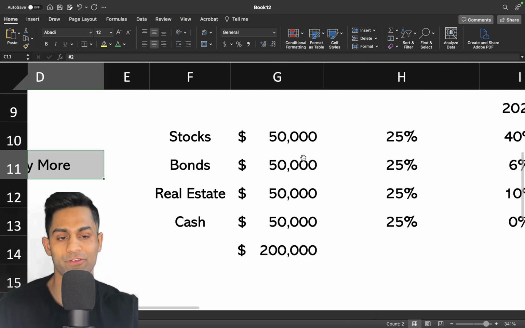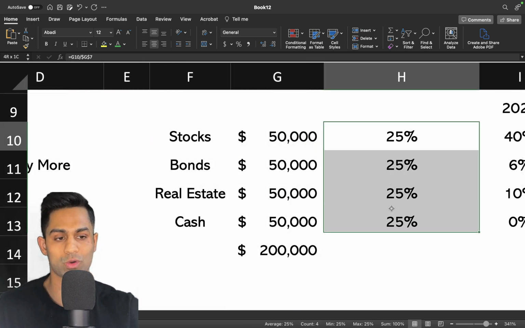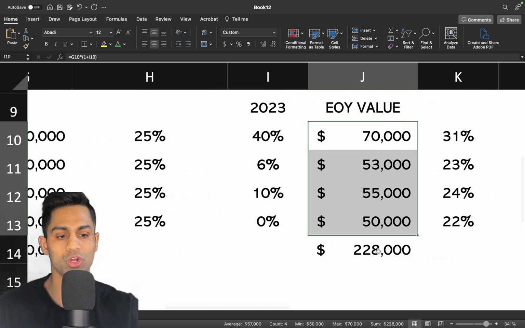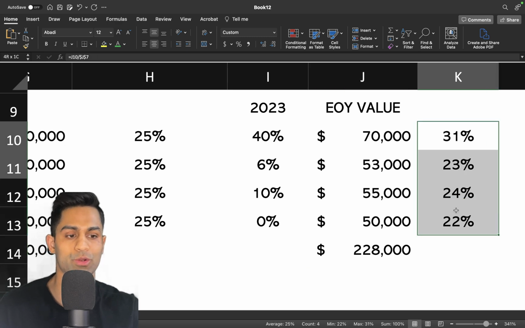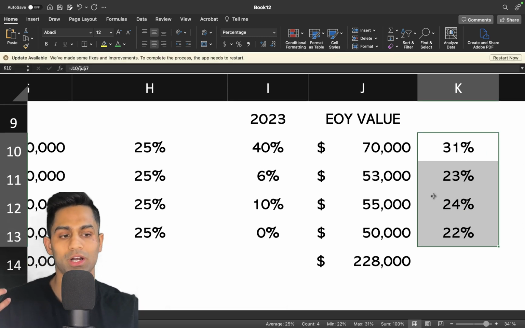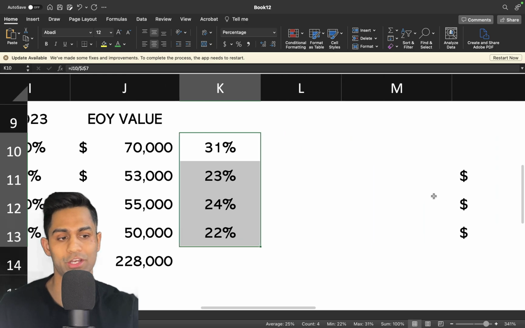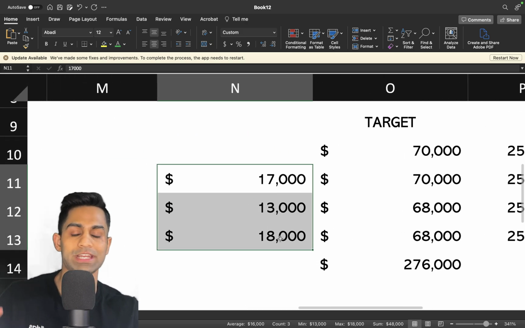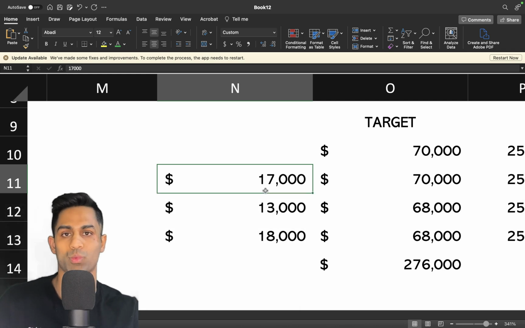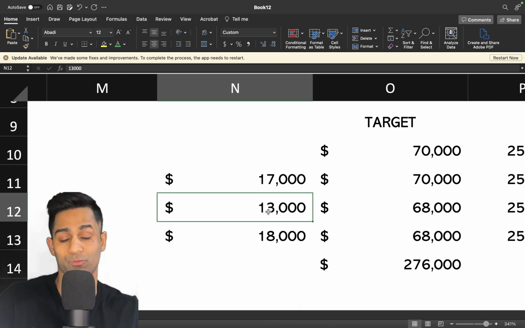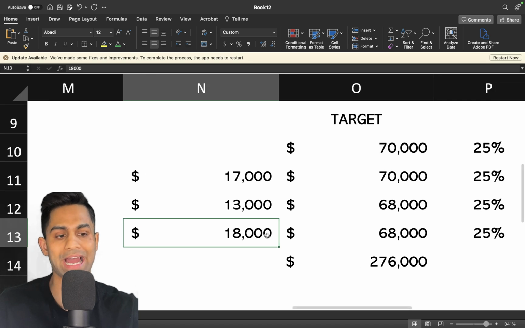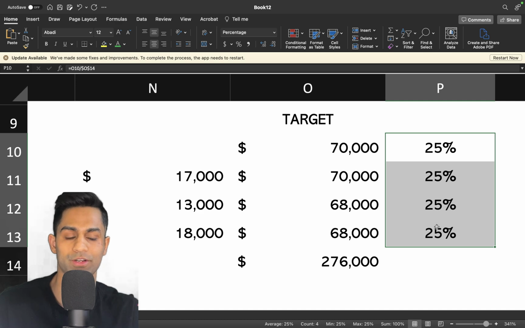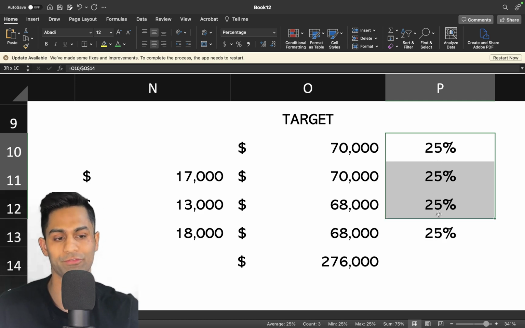So going back to our previous example, again, $50,000 in each, 25% each allocation, same gains in 2023, same ending value, $228,000 market value, and this is going to be the actual percentage allocation, the new allocation. And the fix in this case obviously is going to be a lot more expensive because you're going to need to buy $17,000 worth of bonds, $13,000 worth of real estate, and $18,000 worth of cash just to reallocate or pretty much bring those assets back to their target allocation of 25%.